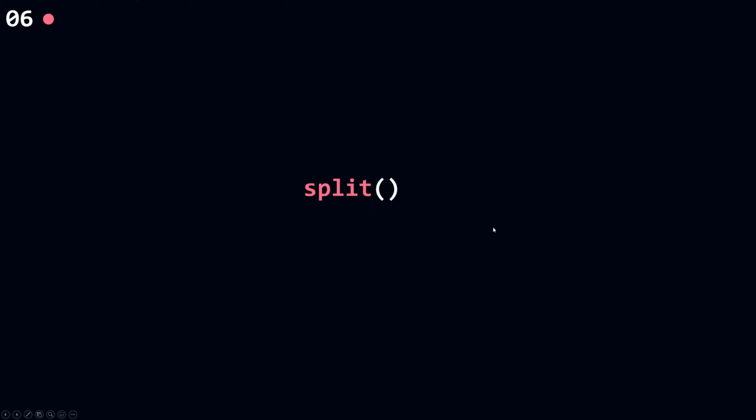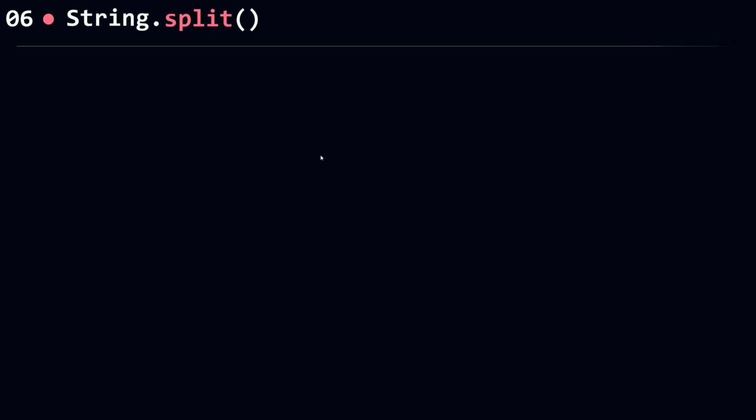And now let's talk about split. So split is used whenever you want to divide your string into substrings based on a separator you pass into the split method. And the split method will return those substrings ordered inside an array. So it doesn't modify the original string. Let's see the syntax here.